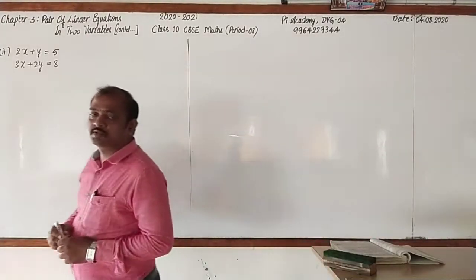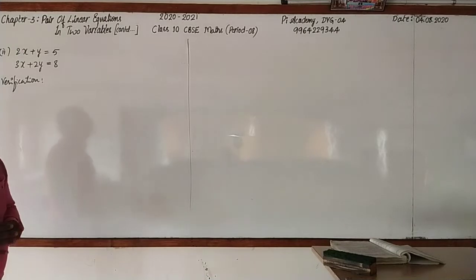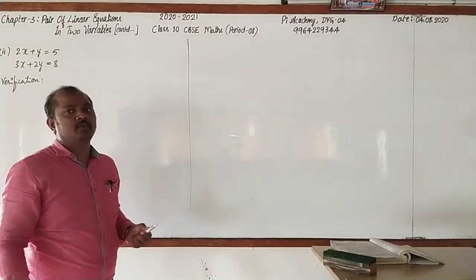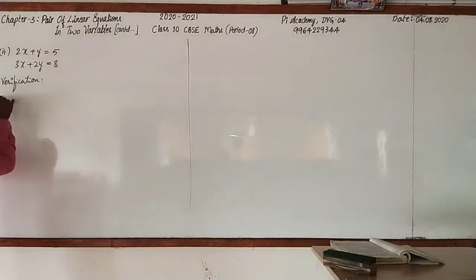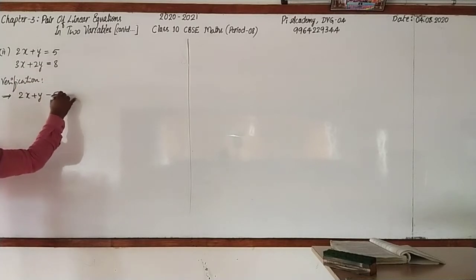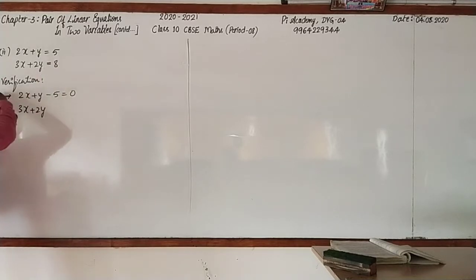Now let's move on to the second sub question. Here also two equations are given. Observe them. One is 2x plus y equal to 5 and the second one is 3x plus 2y equal to 8. First we have to check whether they have a unique solution. Observe and tell whether they are in standard form. No. Hence, first we shall write them in standard form. 2x plus y, transfer 5 to the left hand side, becomes minus 5. Then 3x plus 2y, transfer 8 to the left hand side, becomes minus 8, equal to 0.